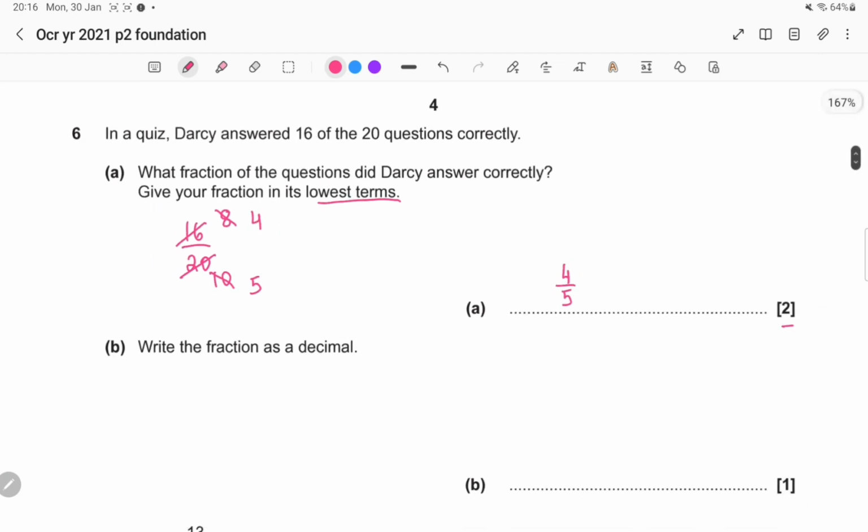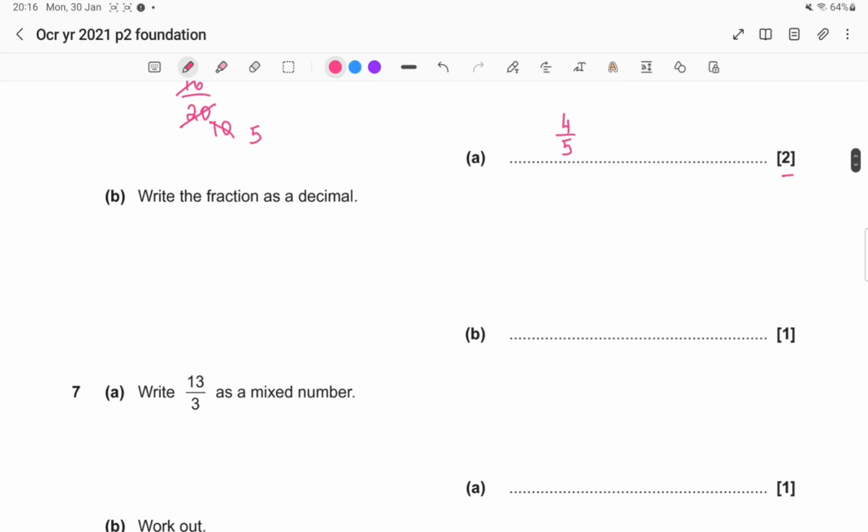Write the fraction as a decimal. There are two ways of doing that. Either I take 4, divide by 5, and write the answer as 0.8. Or I can just use equivalent fractions. 4 over 5 is equal to how much over 10, for example.